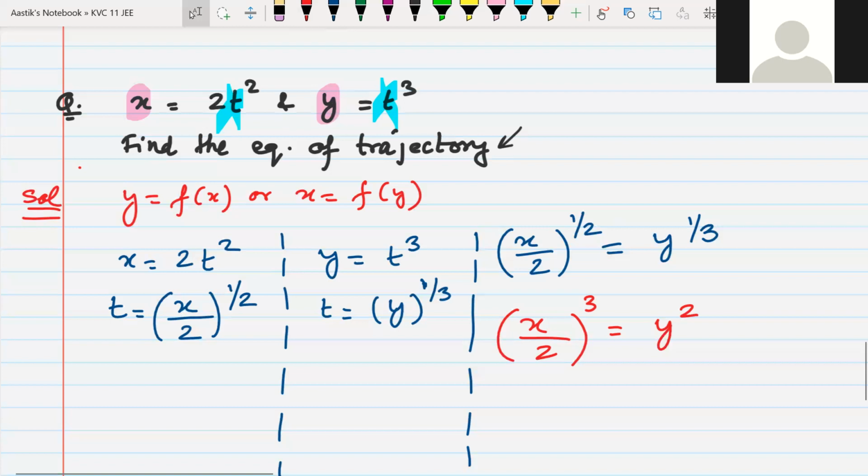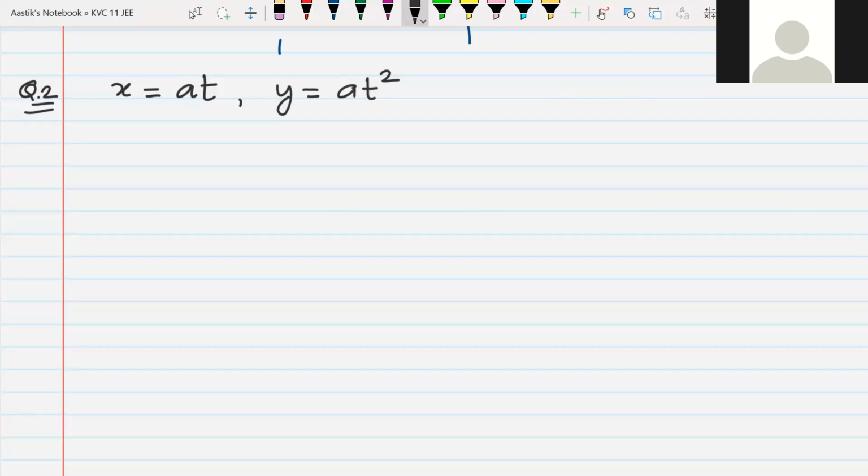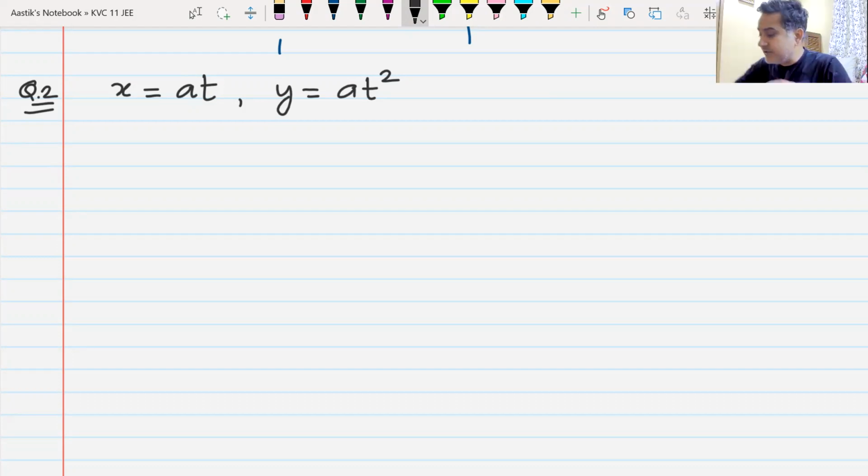Done, sir. Done, everyone? Okay, I hope you can do the next one. So this is the next problem. x is equal to at and y is equal to bt square. So y is bt square and x is at. Can you find the equation of trajectory in this case? I'll give you 2 minutes to do this.